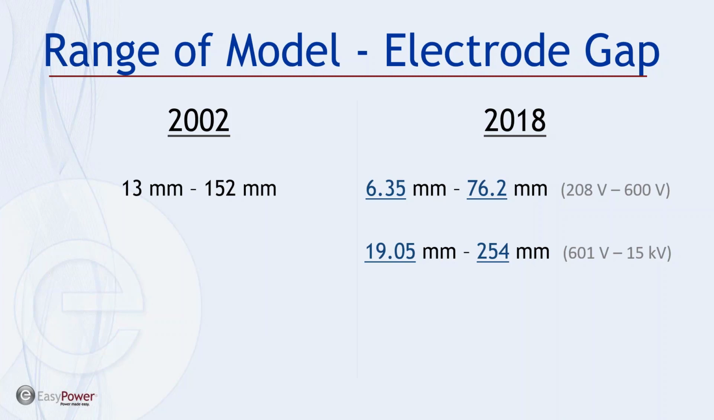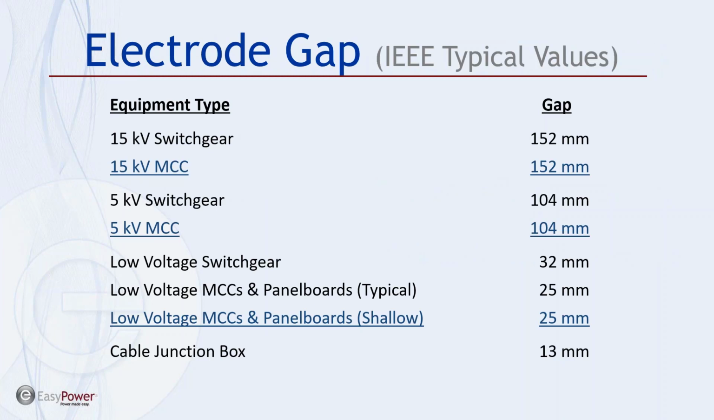Above 600 volts, the range is 19.05 to 254 millimeters. So a broader range at the higher voltages and a slightly smaller range at the lower voltages. Again, giving us better resolution, frankly, on both ends of the spectrum.